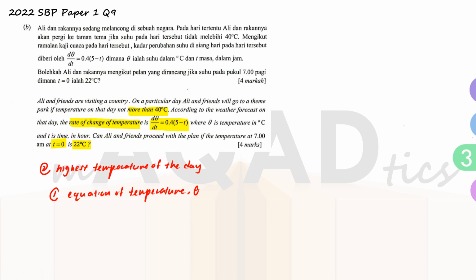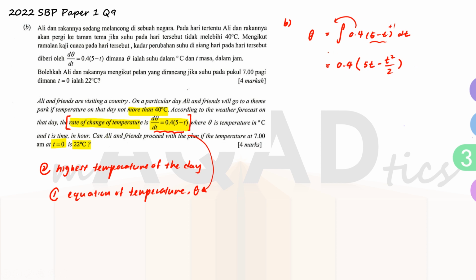To find the original equation of temperature, we can look at this sentence here. As we know, this equation can be obtained if we differentiate the original equation. But now we need to go backwards, so we need to integrate this equation to get the original. For the 5, we just add a t at the back, and here we add 1 to its power, so it will be t squared over 2, and we divide by the new power. And don't forget, since there's no limit here, we need to add c.